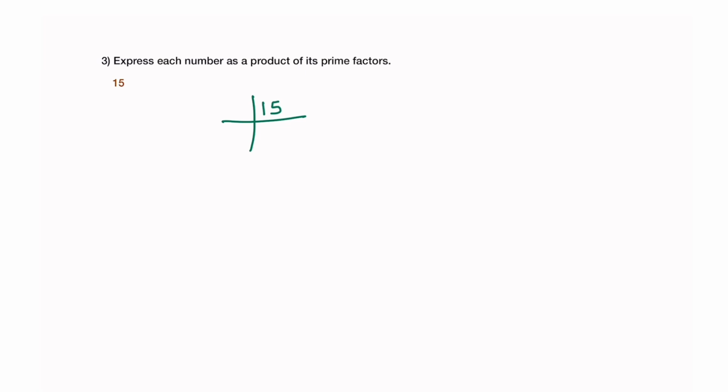For the divisibility test of 3, you have to add all the digits. So here we have 1 and 5. So that becomes 6. And in the 3's times table, we have 6. So this number is divisible by 3. So we say 3 and that's times 5. 5 is a prime factor. We don't need to do anything further.